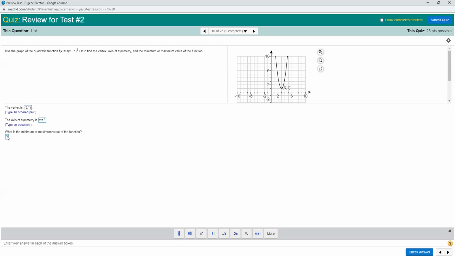So this one really didn't have work. They just wanted you to be able to look at that graph and tell that that was the vertex. All right, now the biggest thing is, remember, axis of symmetry has to be x equals that number.